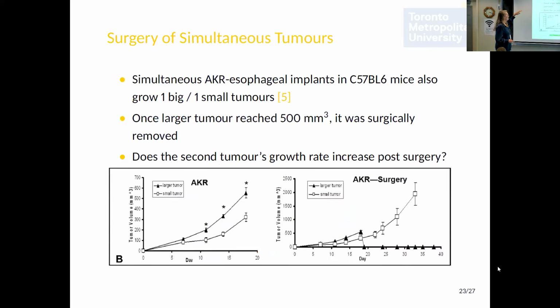This is another data set where they also observed this sort of separation in growth rate, where you get one larger, one smaller tumor, and then they resected the larger tumor, and they claimed that they then saw an acceleration of growth in the smaller tumor. But I kind of argue that this is not an acceleration of growth. This is just the continuation of the exponential curve.